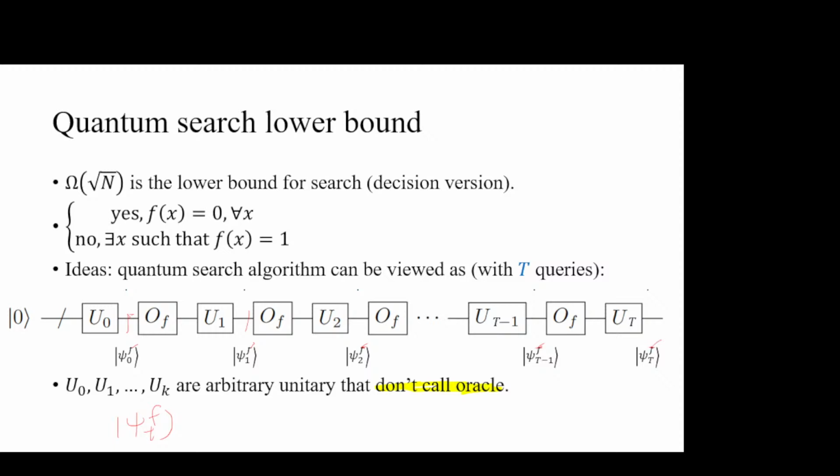Yeah, so we are going to track just the state before each OF, and we are going to track how those states depend on f. Because we think about changing our small f. Those u should be fixed, they don't depend on small f. And so we are going to track how the state of the quantum algorithm changes depending on your small f.